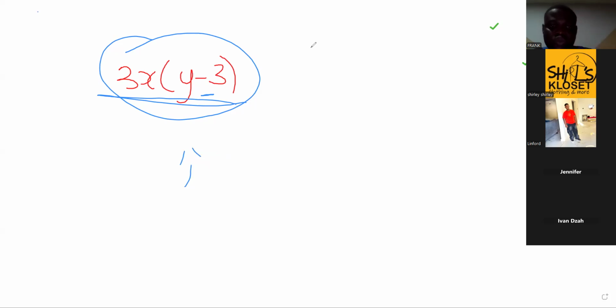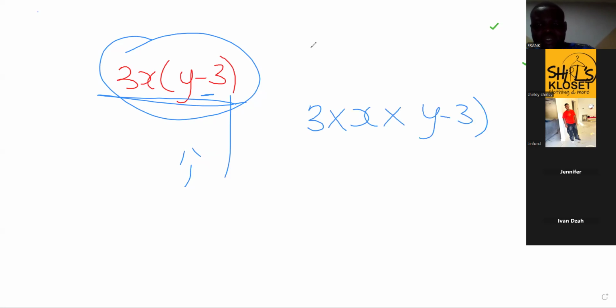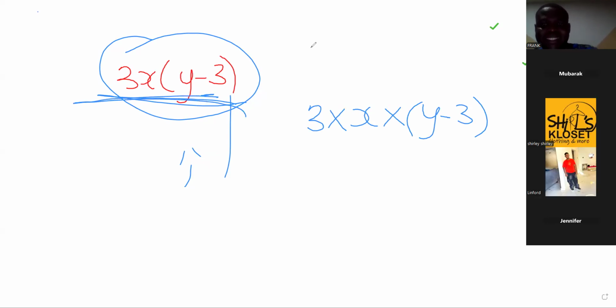Now, if it is one term, how many parts does it have? You see, it is 3 multiplying x, and then multiplying with y minus 3. Is that okay? So we say that this particular expression is a one-term expression, but it has 3 parts. And the parts are 3, x and y minus 3. Is that okay?